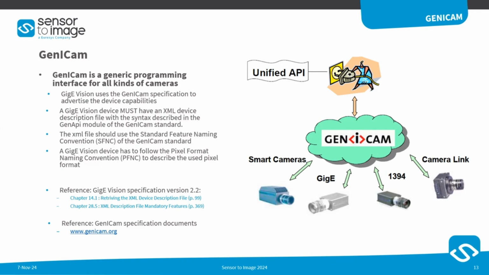This SFNC defines a consistent way for different camera vendors to describe their features, which provides a universal understanding of feature names and how they work on cameras. That helps to increase interoperability of software with devices of different vendors. GigE Vision devices also have to follow the pixel format naming convention, which defines the coding of different pixel types. For further information, please obtain and refer to the full GenICam specification, which can be found at genicam.org.